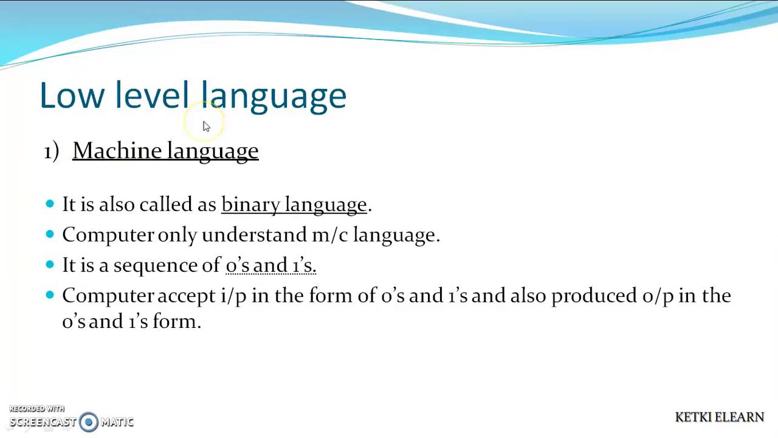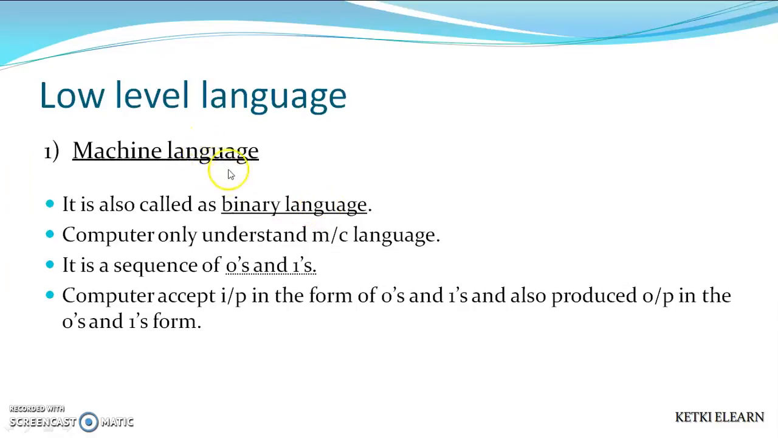Next one is the low level language. There are again two types of low level language: machine language and assembly language. Let's see first machine language. So what is a machine language? It is also called binary language. In binary language the word binary means 2. In this language 2 bits are used. First bit is zero, second bit is 1. That's why this language is called binary language.